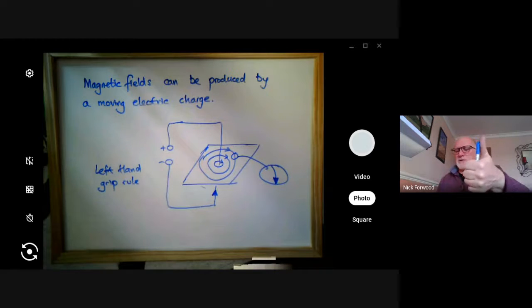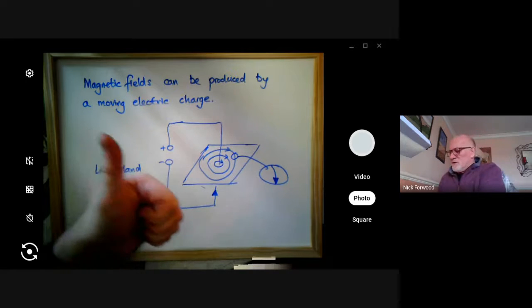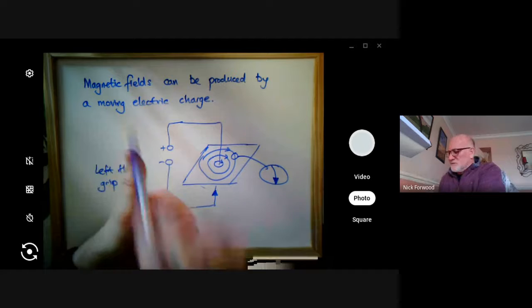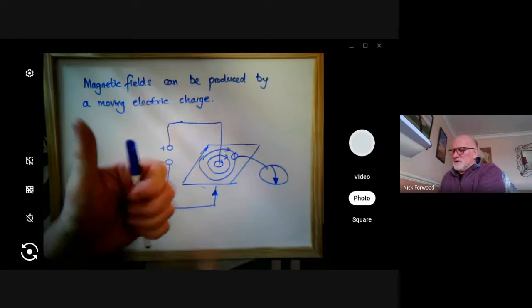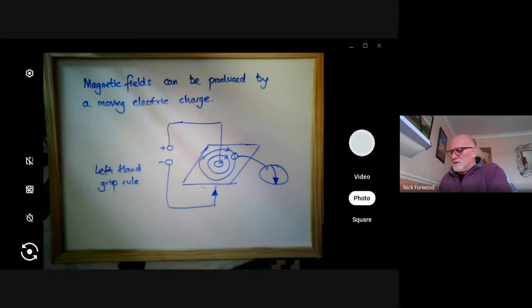So that's called the left-hand grip rule, and that will show you the direction of the field, if you can remember that. Your thumb shows you which way the current's moving, and the direction of your fingers curling around the wire shows you which way the field is going.